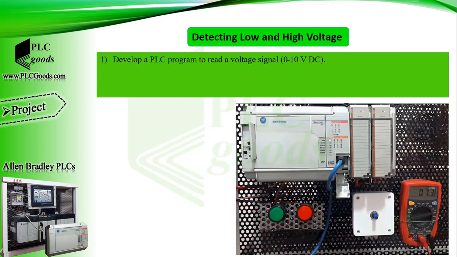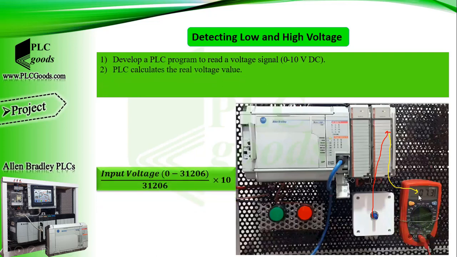I want to develop a PLC program to read a voltage signal. I have connected a potentiometer to the first channel of the second analog input module. Remember its slot number is 2. The nominal voltage range is 0 to 10 volt DC. Also, I have used a voltmeter to show the voltage that appears on the first channel.